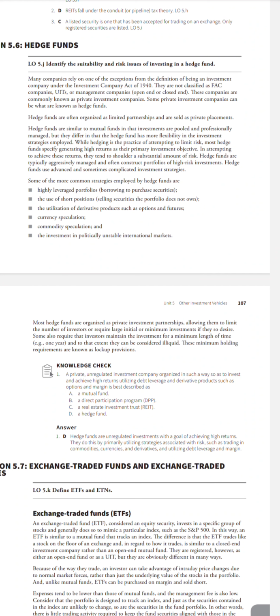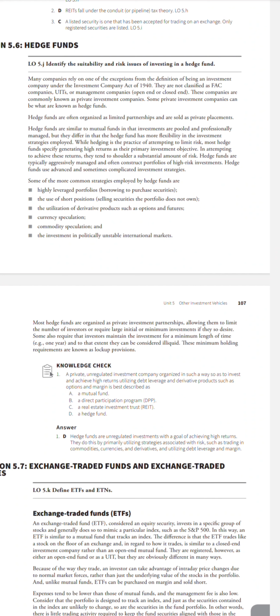And if you'll see here, there's a knowledge check question, and it says, a private, unregulated investment company organized in such a way so as to invest and achieve high returns, utilizing debt leverage and derivative products such as options and margins, is best described as A, a mutual fund, B, a DPP, C, a REIT, or D, a hedge fund. The answer is D. Hedge funds are unregulated investments with a goal of achieving high returns. They do this by primarily utilizing strategies associated with risk, such as trading in commodities, currencies, and derivatives, and utilizing debt, leverage, and margin. So you'll see a lot of hedge funds and things like crypto.